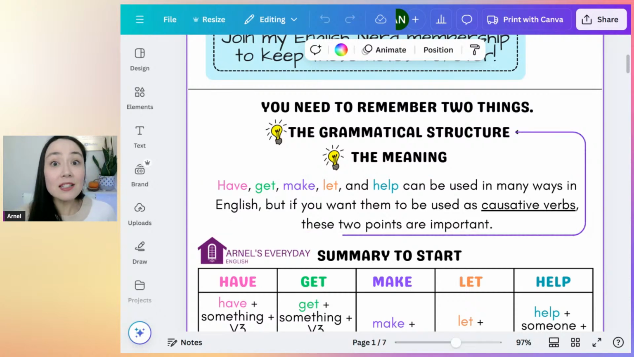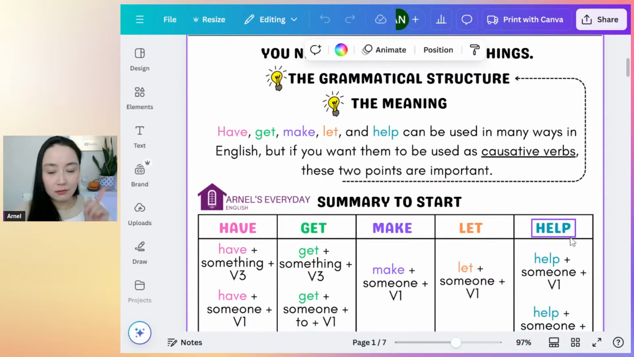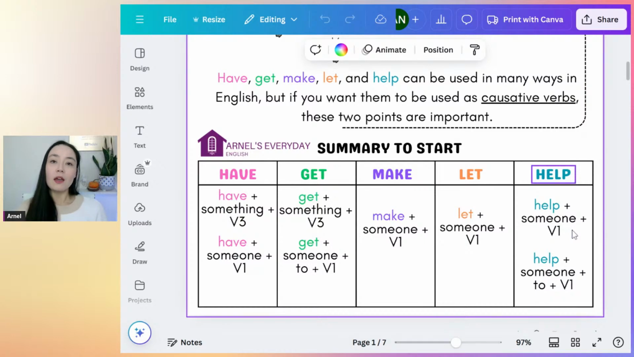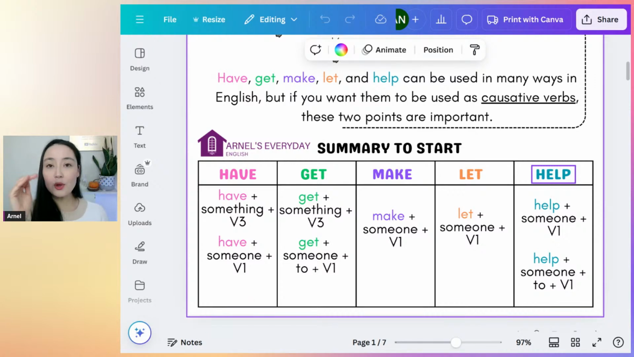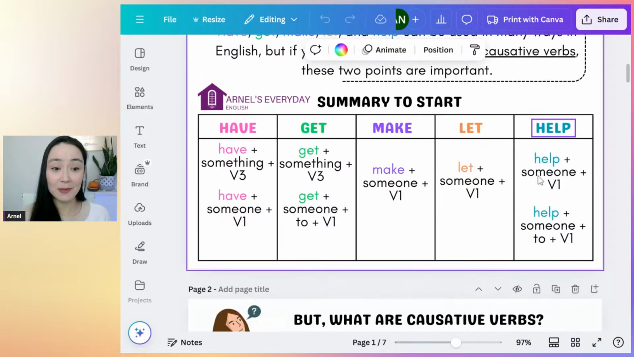Okay, this is a summary. Don't let this overwhelm you. I'll explain everything. Here we have the structures in this table. Have, get, make, let, and help. We're gonna go through everything with lots of examples, and I wanna see your examples as well. Write me an example at any time during this lesson, even if we move on. Okay, good. Let's begin.